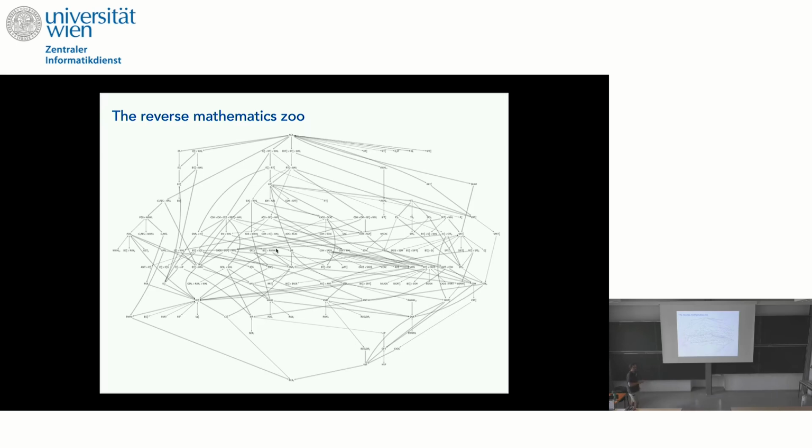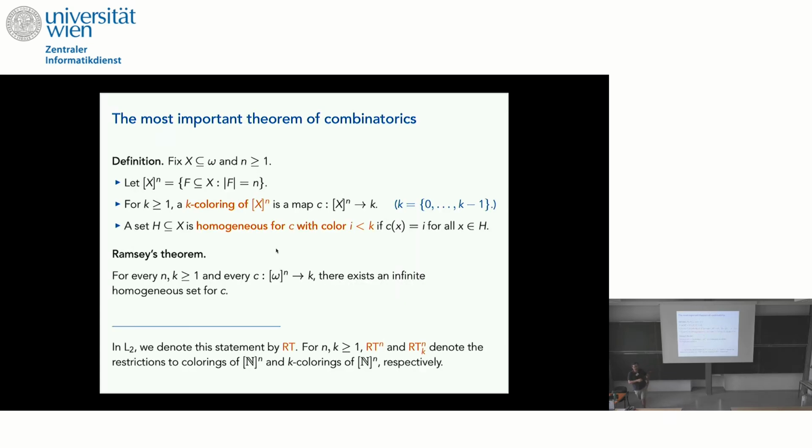Okay, so let me then go on to talk about Ramsey's theorem. So this I call the most important theorem in combinatorics. It's going to be very important in this talk, right? So this is the conduit from topology to combinatorics, right? So now we're going to switch a little bit to combinatorics.